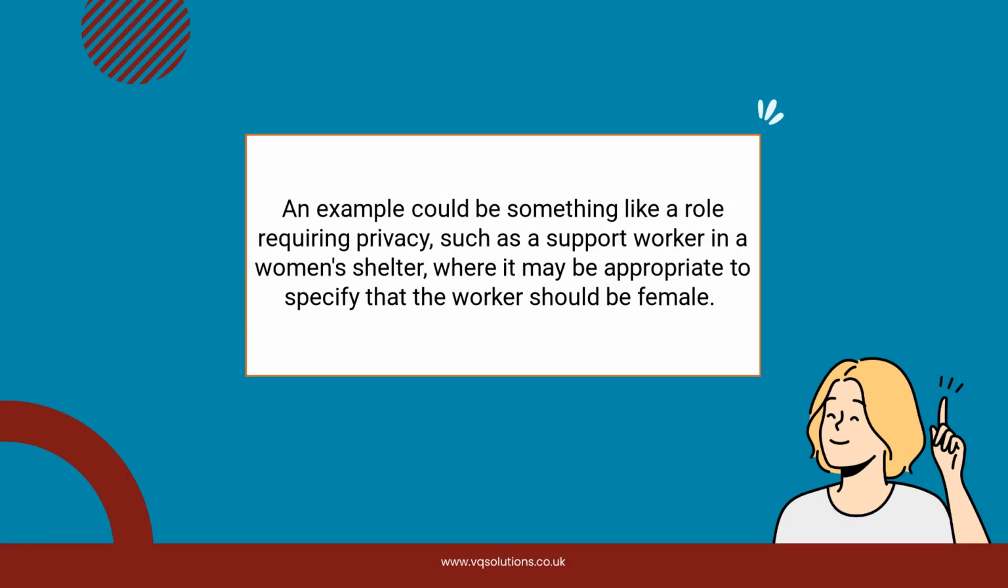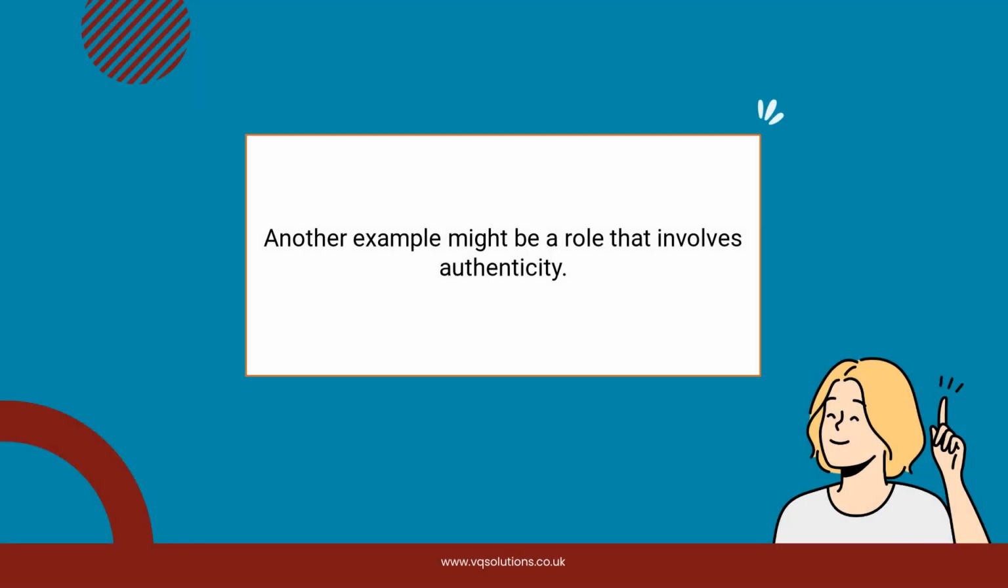An example could be something like a role requiring privacy, such as a support worker in a women's shelter, where it may be appropriate to specify that the worker should be female. Another example might be a role that involves authenticity, say, in performance, where a specific gender might be needed for the portrayal of a character.